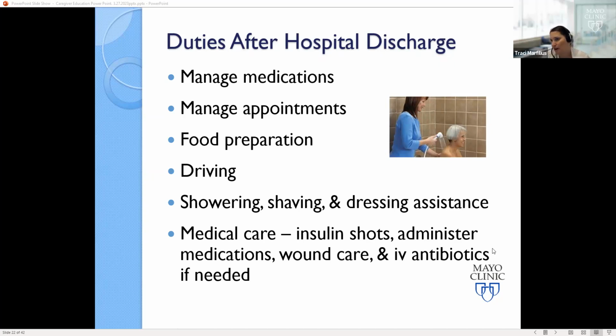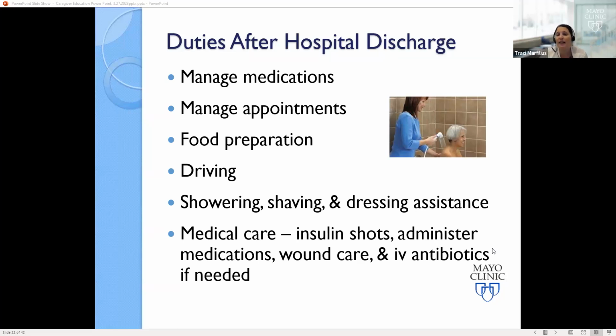So remember, this is very important to prevent any kind of infection. Food has to be cooked through, no buffets after transplant. They go through all of this education with you as well in the hospital. Some patients will have showering, shaving, and dressing assistance. Now that assistance can vary from just standing outside the door in case I need help, to hands-on assistance.